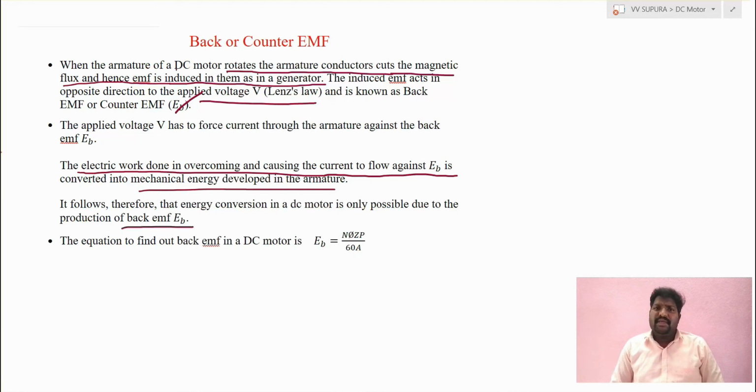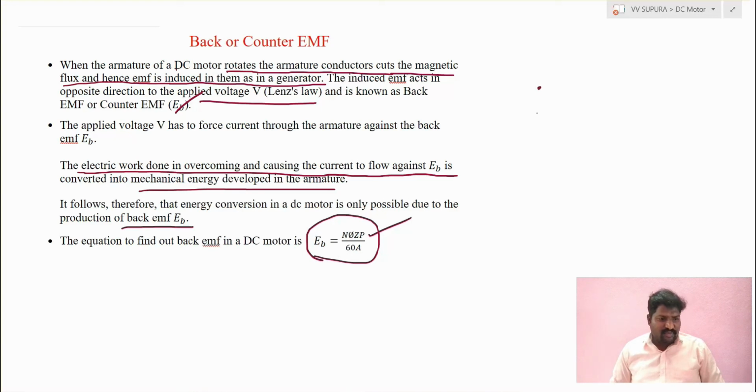So the equation for back EMF is similar to the EMF generated in the generator. Why? Because it is the same process, the armature conductors cut the flux. So whatever the generated EMF equation in the generator, Eg is equal to N phi Z by 60 times P by A, the same formula is valid here also. So the equation for back EMF is Eb is equal to N phi Z by 60 times P by A. We already know N is the speed, phi is the flux per pole, Z is the number of conductors, P is the number of poles, and A is the number of parallel paths.